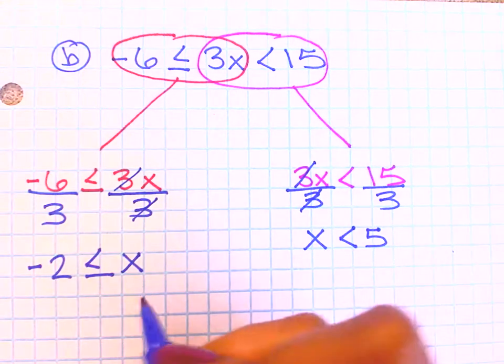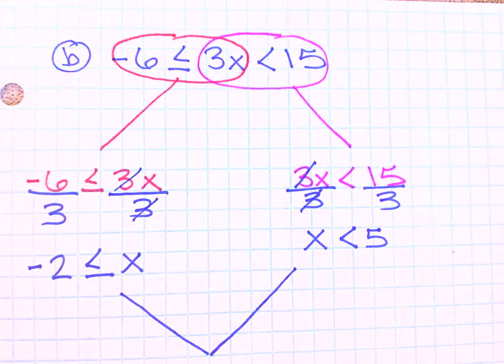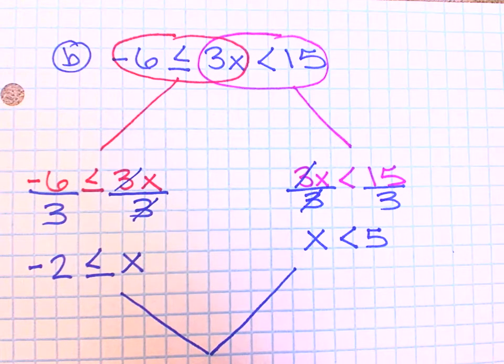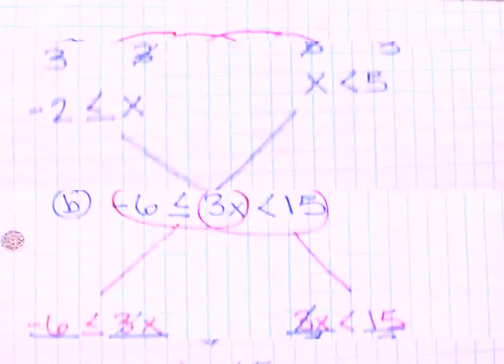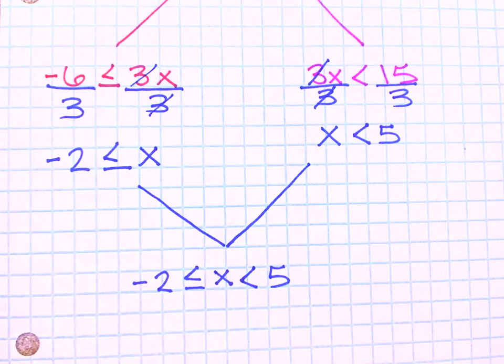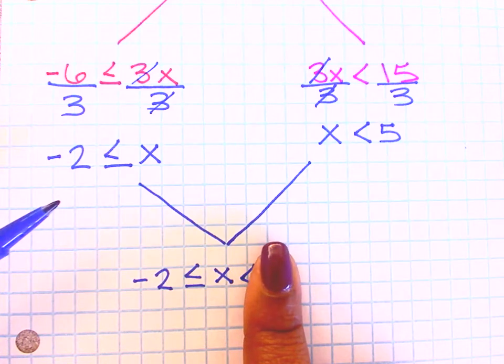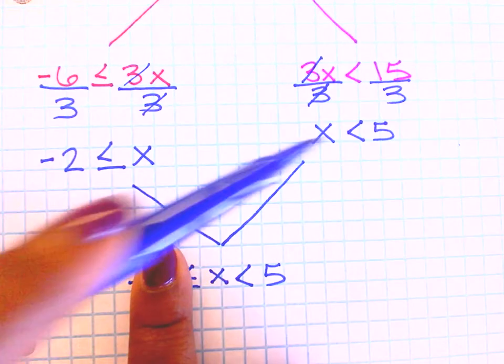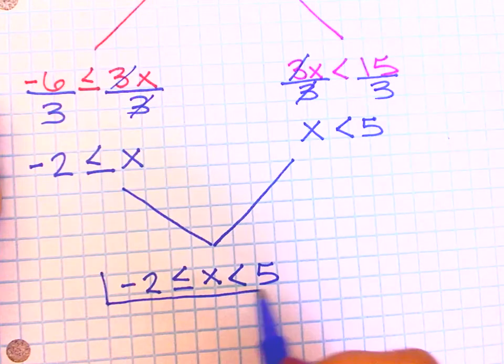So now, to complete my answer, I'm going to bring those two together. My first equation is negative 2 is less than or equal to x, and x is less than 5. So that if I covered this one up, that's this equation. If I covered this side up, that's this equation. They're just put together. And that's your answer.